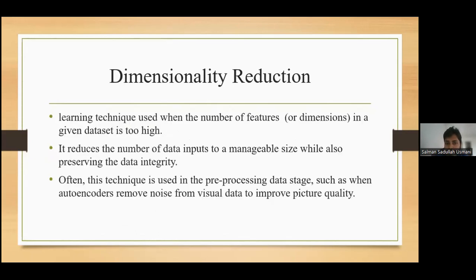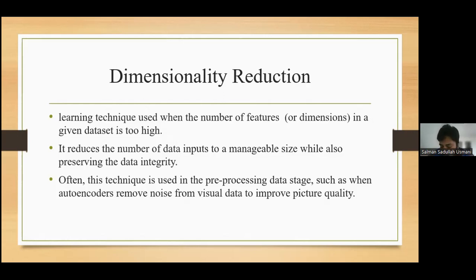The next part of unsupervised learning is dimensionality reduction. That means when you have data with a huge number of features, which cannot be easily accommodated, and in that huge number of features some are not very relevant, you reduce the dimension of those features.